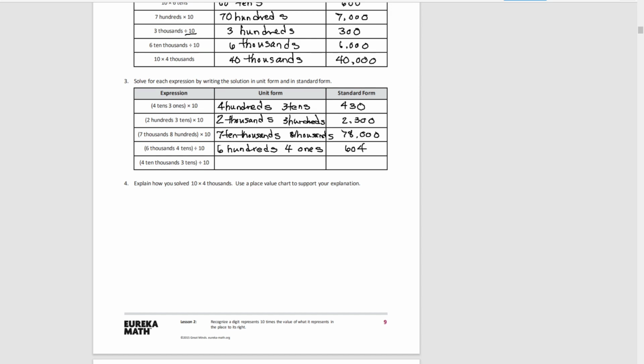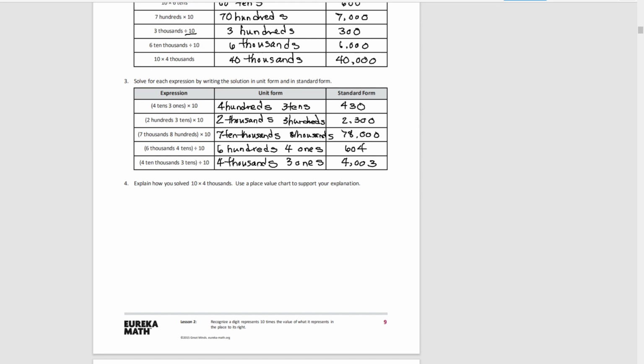Then 4 ten thousandths and 3 tens divided by 10. 4 ten thousandths divided by 10 would be 4 thousandths. And 3 tens divided by 10 would be 3 ones. So in standard form would be 4,003.